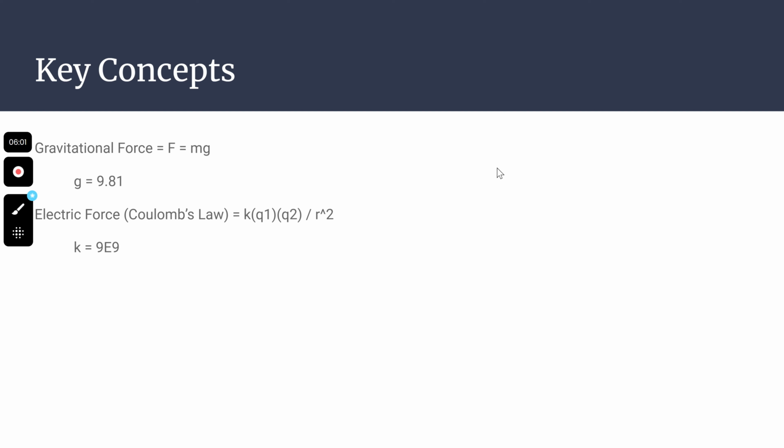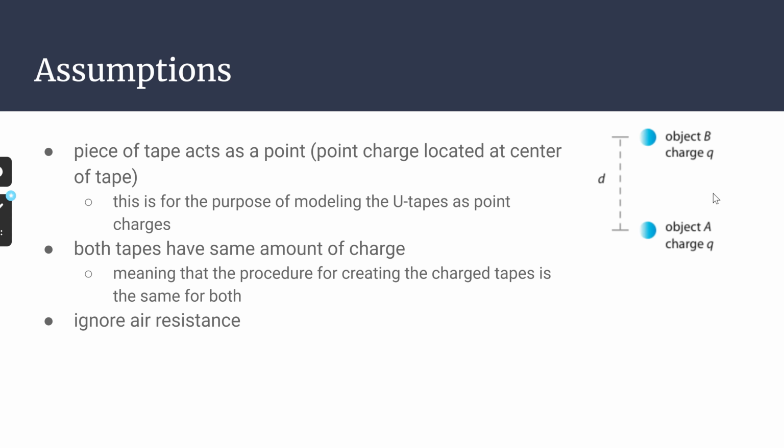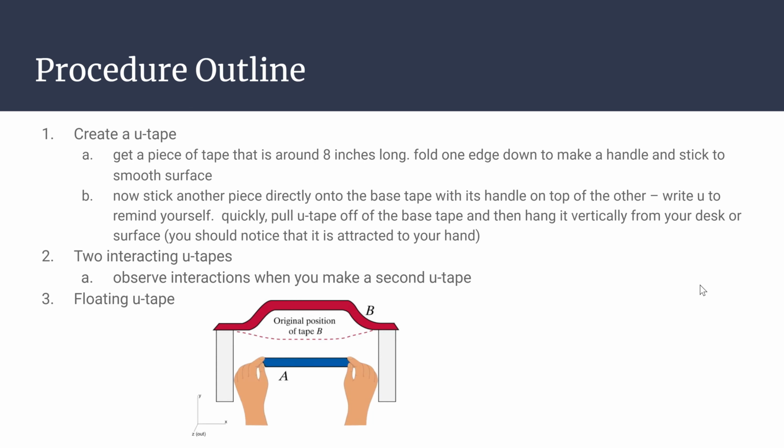Key concepts: we know gravitational force, F equals mass times 9.81, and we know Coulomb's law, which is k Q1 Q2 divided by r squared, with k equal to 9 times 10 to the 9th. Assumptions: the piece of tape acts as a point charge located at the center of the tape. This is for purposes of modeling as point charges, making calculations easier. We also assume that both tapes have the same amount of charge, also for data and conclusions.